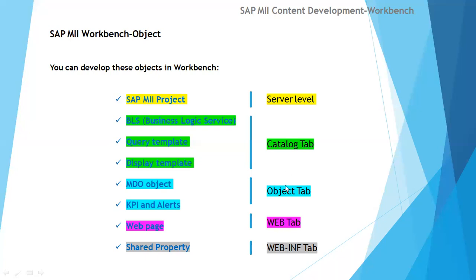So these are the four tabs available in SAP MII, and all the objects will be categorized in these four tabs only. Whatever object you create in SAP MII will be stored in one of these four tabs. There is no other placeholder where you can place your objects in SAP MII. So just remember these four tabs, and the project is always at the server level.